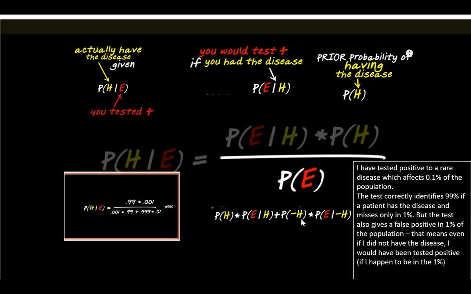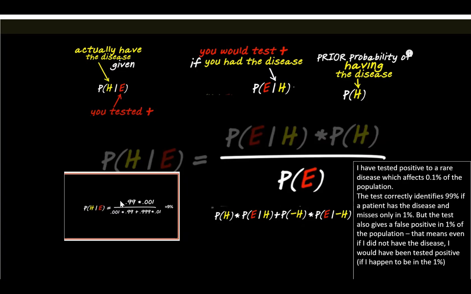Next is not having a disease. So 0.001 is subtracted from 1. So that comes to 0.999, into 0.01, because in 1% of the cases where the patient does not have a disease, the test will identify the person as having a disease. So 1% is 0.01, and 1 minus 0.001 is 0.999.